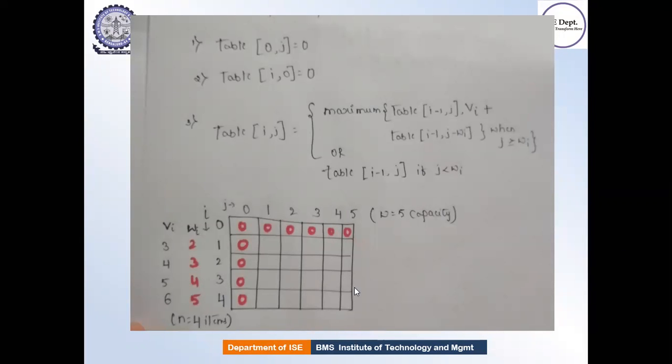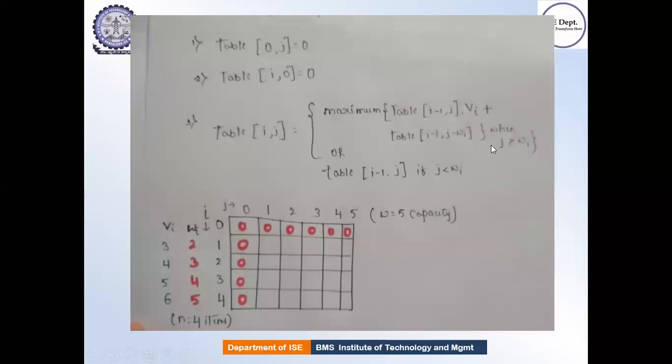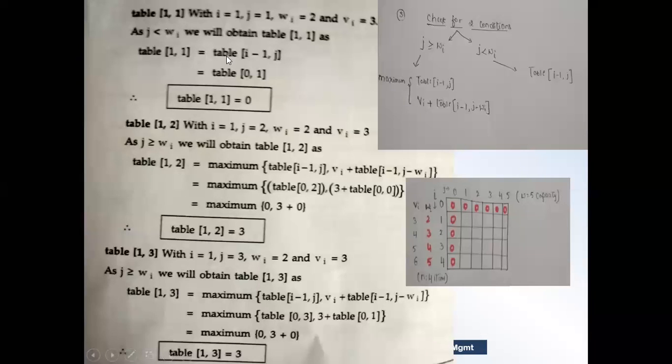Now we move on to the next step. Just remember this formula as I already told. I already told the table values here. This is 0, 0, 0. Now I should start filling this. Check the condition whether the value of j is greater than wi or less than wi. So what is the weight of wi here? For this, the weight here is 2.